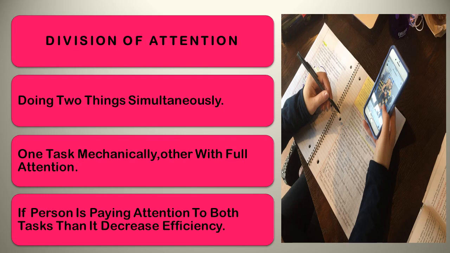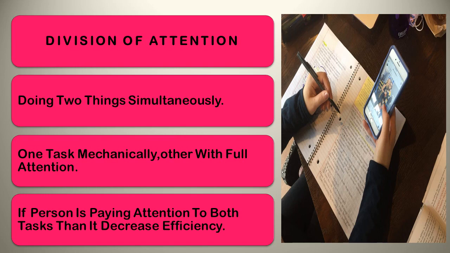If a person needs to pay attention to both tasks simultaneously, then it results in an increase in mistakes, decrease in efficiency, confusion, etc. For example, if a person is asked to read a newspaper and thread a needle simultaneously, the person will not be able to do both tasks without any mistake.